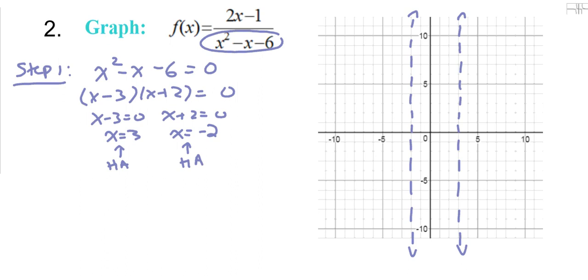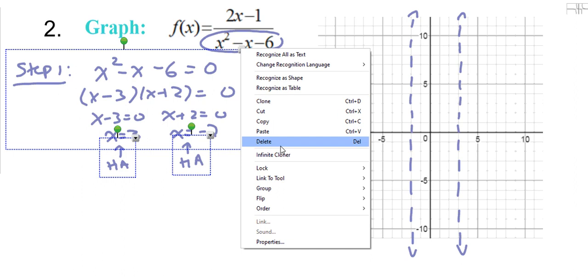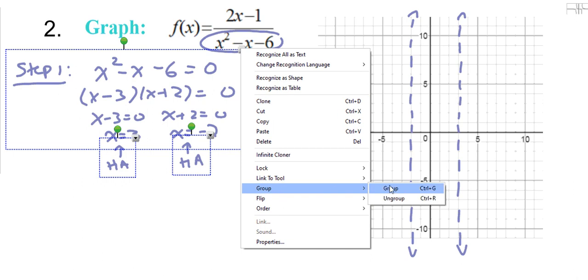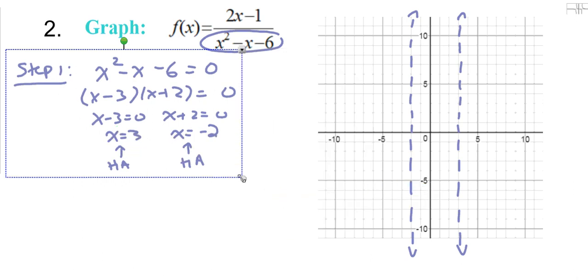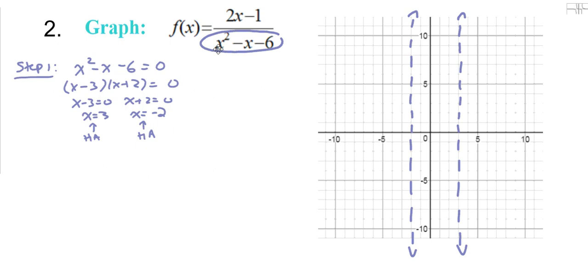I used way too much space there. All right, so let's go ahead and find our horizontal asymptote. Now, you'll notice that they are not the same power, right? X squared, that square is bigger than x to the first power. So there's a second rule for finding the horizontal asymptote.